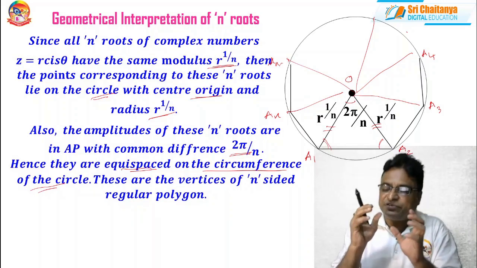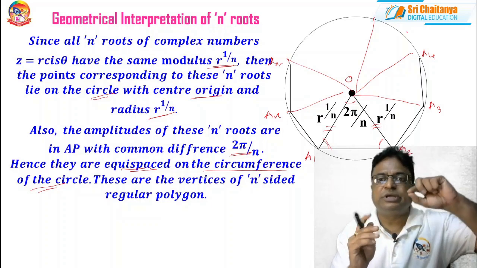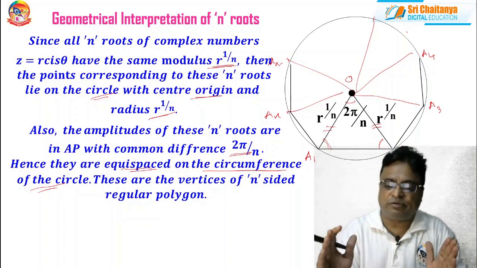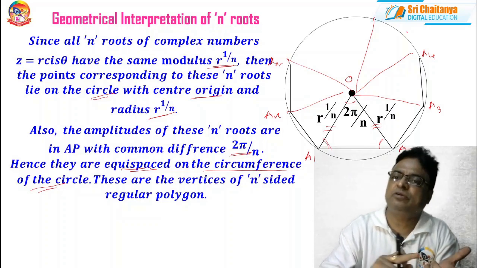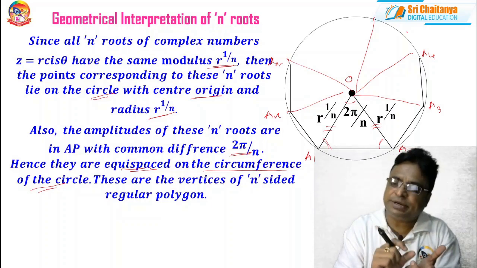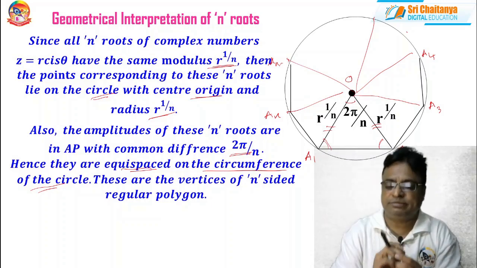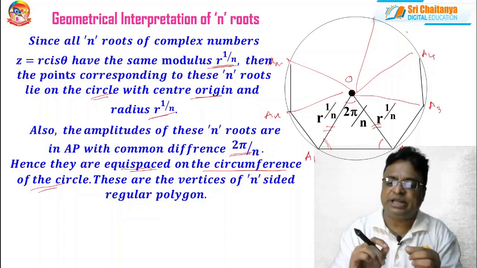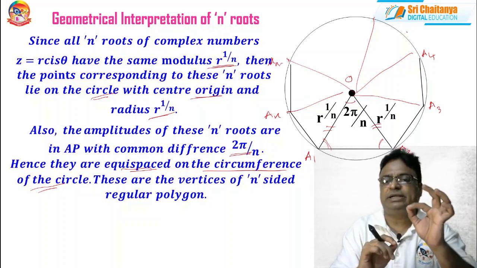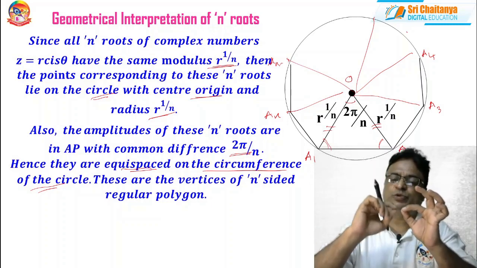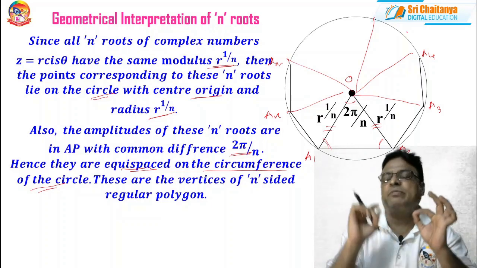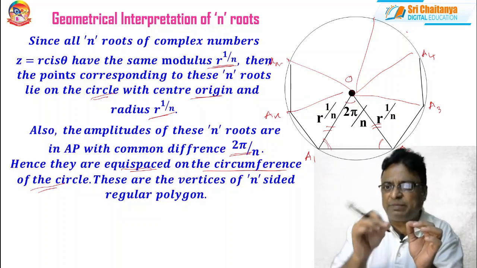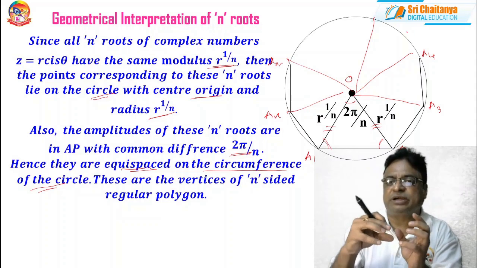So based on that information, suppose I have got all the n roots, and you observe the nature of all n roots. The first point is that the modulus of all n roots is the same. What is the geometrical interpretation of modulus? How far it is from the origin. So if the modulus of each and every nth root is the same, that means you imagine a center, the origin, and the points which are at a distance of r power 1 by n from the origin. And moreover, the angles between these n roots are in common difference 2 pi by n.